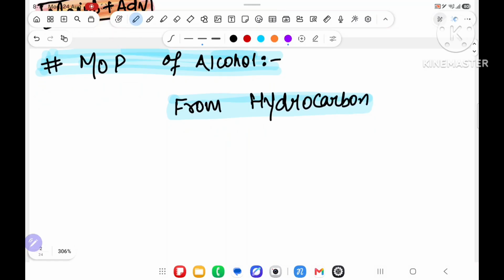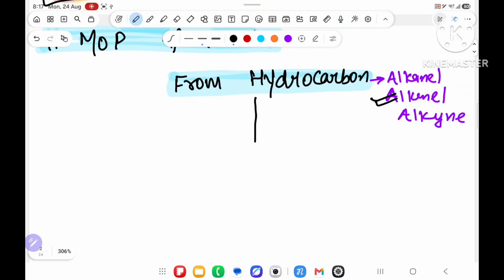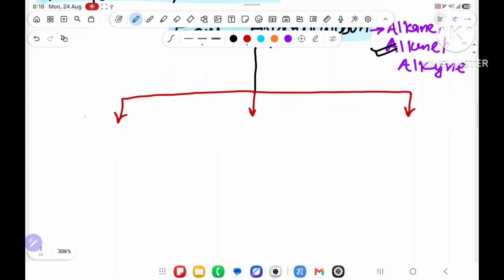From hydrocarbon means what? Either it should be alkane, alkene, or alkyne. Basically we have to study from alkene. Okay, so there are 3 methods to produce alcohol from hydrocarbon. First method is known as acid catalyzed hydration.